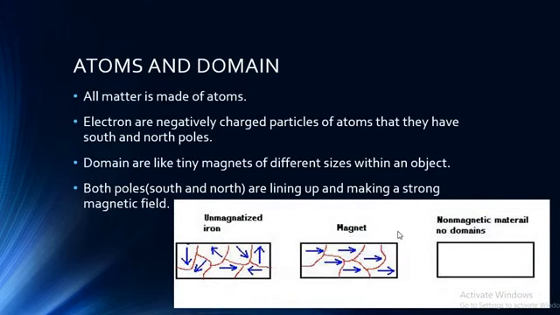So we have this picture. The domains over here are directed everywhere, so they're not lining up, they're not organized. So we call it unmagnetized matter. But if the domains are lined up, all in one direction, then it has magnetic properties.